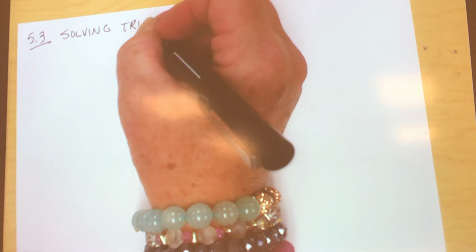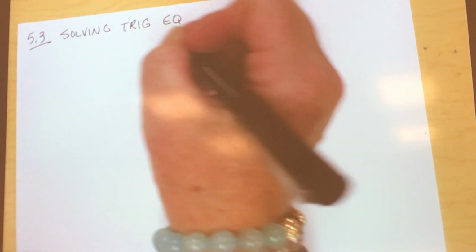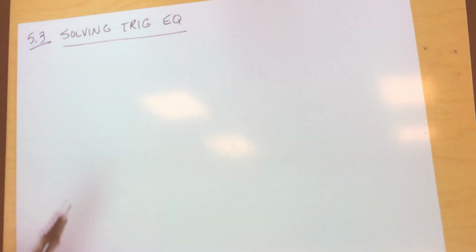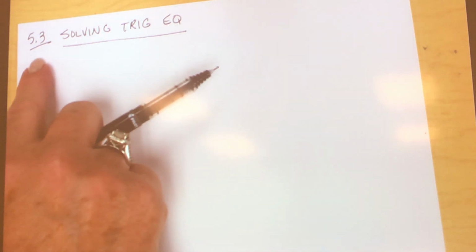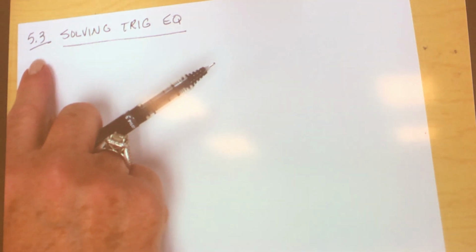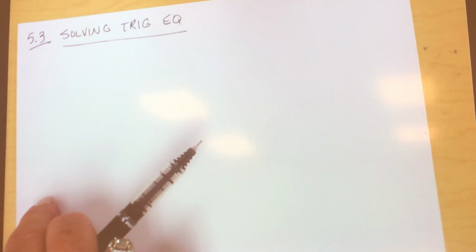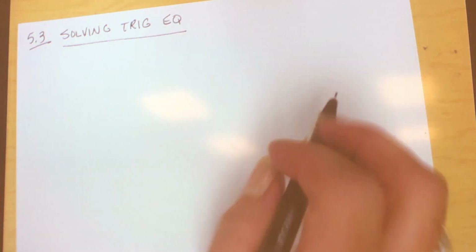Solving trig equations. Okay? That's the name of this section. Now notice I skipped over to chapter 5. We've been in chapter 4 for forever, and now I just skipped over. I like to pick this up because it is just like what you've been doing, but it's a tad bit different.